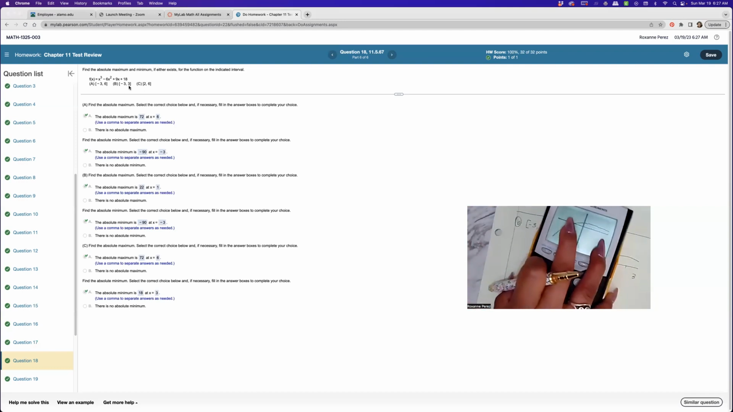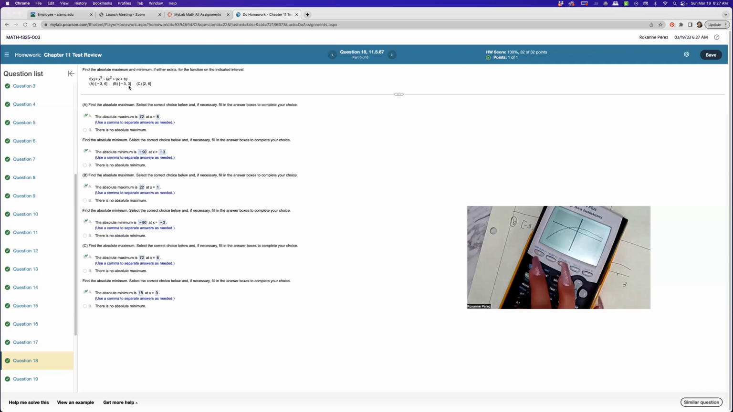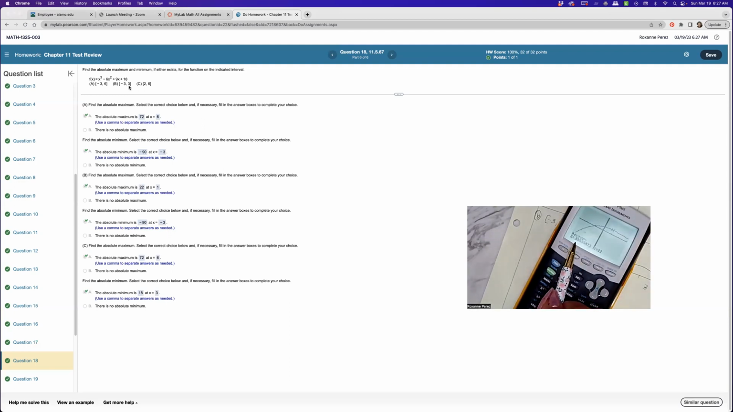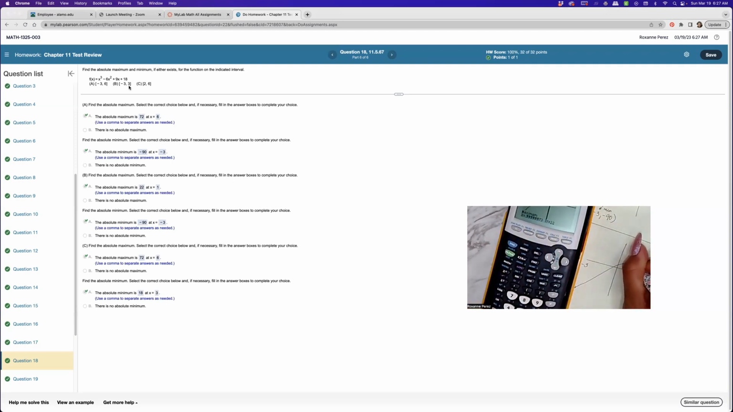So now let's see if we have a maximum. We're going to use our graph. So second trace, number 4. We're going to be slightly to the left over here, hit enter, scroll over, slightly to the right, hit enter again. And it's showing us that, in fact, we do have a maximum, and that's occurring at 0.99999. So that's basically 1, x equals 1, and y equals 22. So we do have a maximum point here.